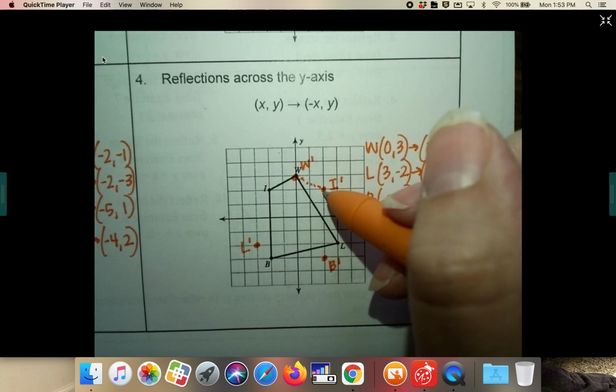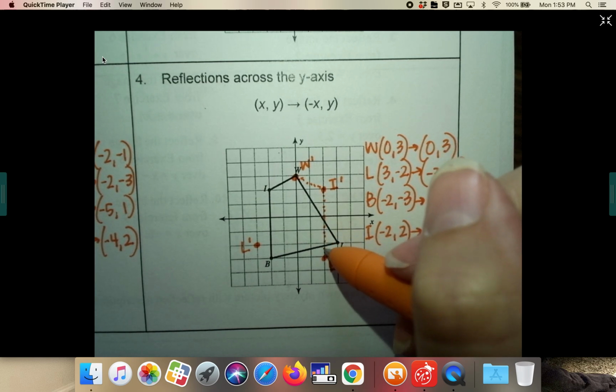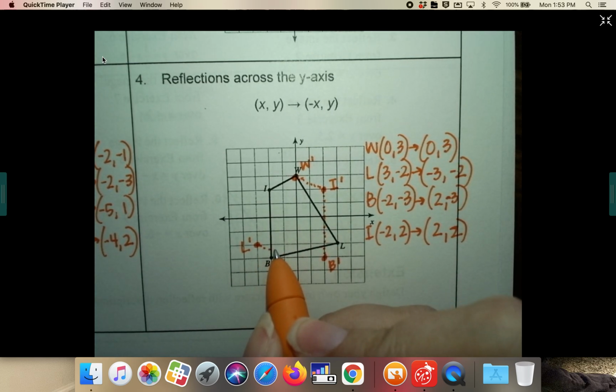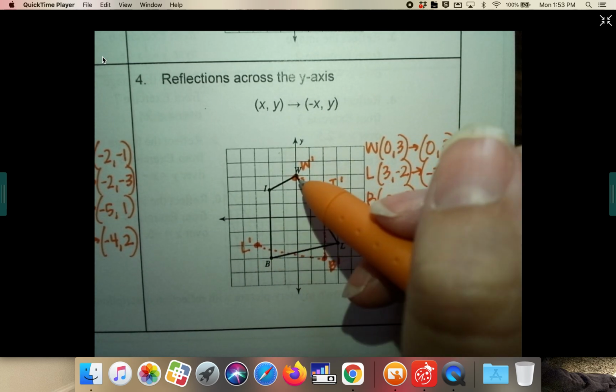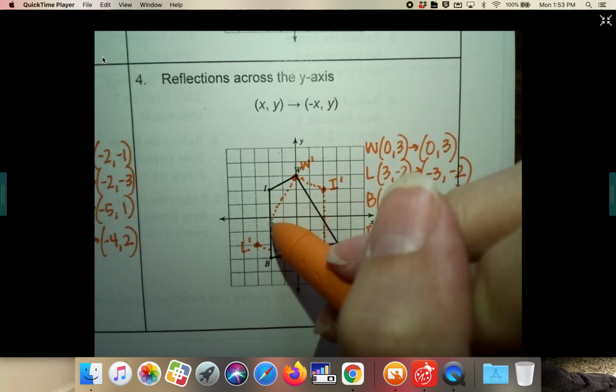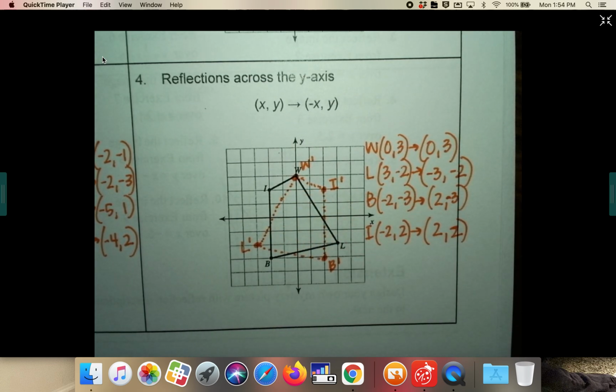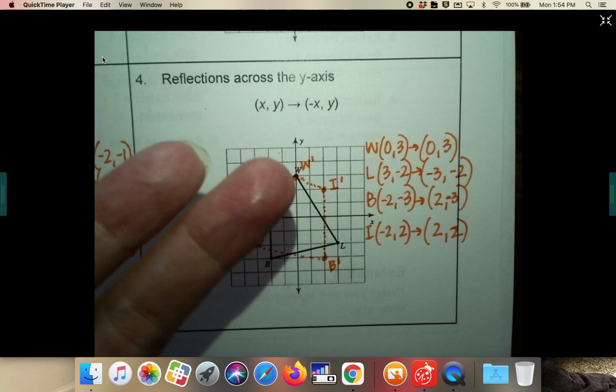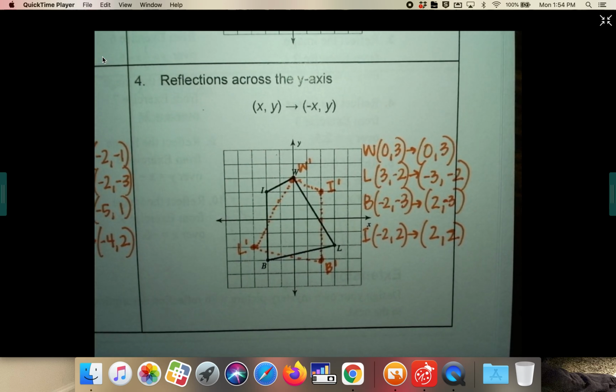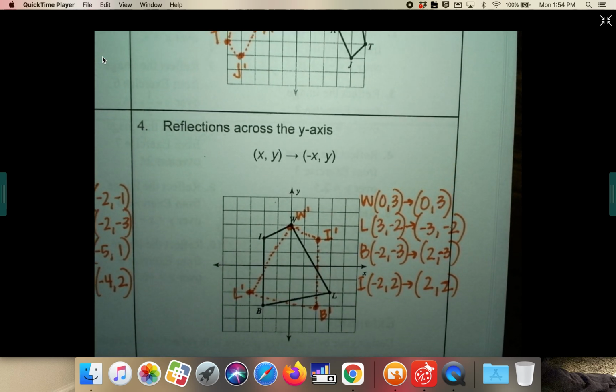So all it's doing here is basically flip-flopping over just itself. The shape should stay the same. The size should stay the same. It just got flipped over. Okay, and that is reflections.